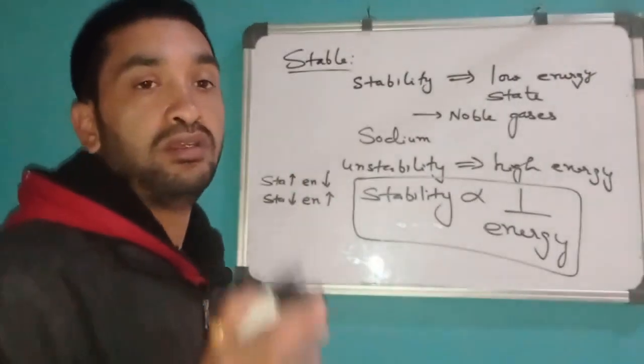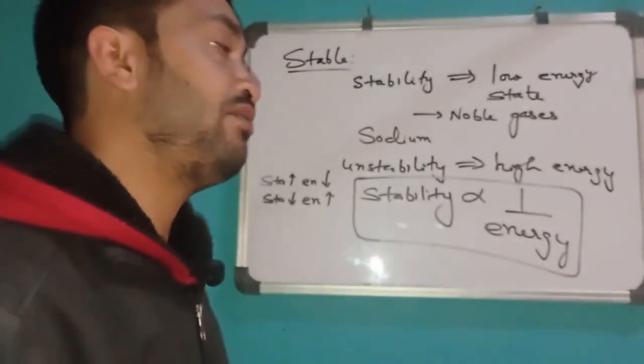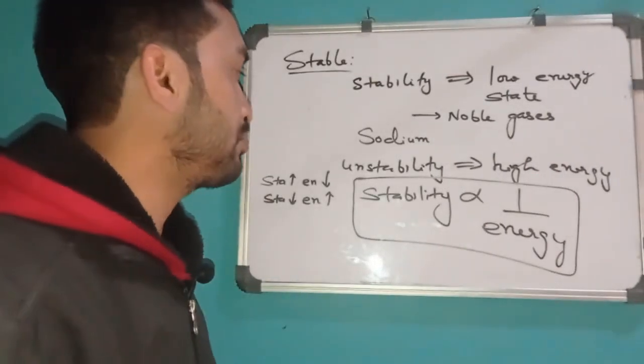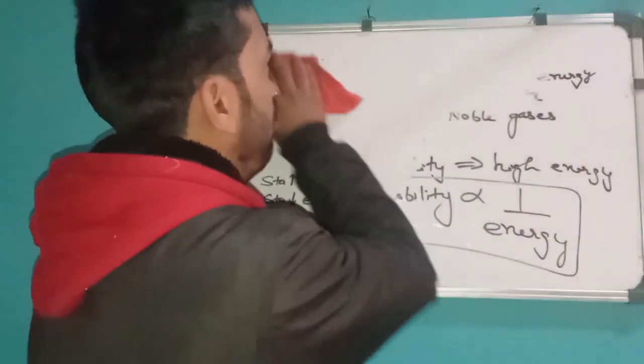So I hope now you know what is the link between stability and energy. An element will have low energy if it is in a stable state, and it will have high energy if it is unstable. Now, ways to achieve stability. How to achieve stability?